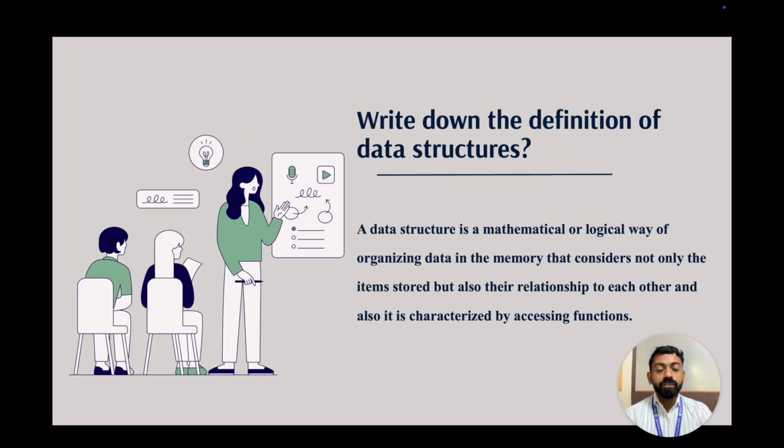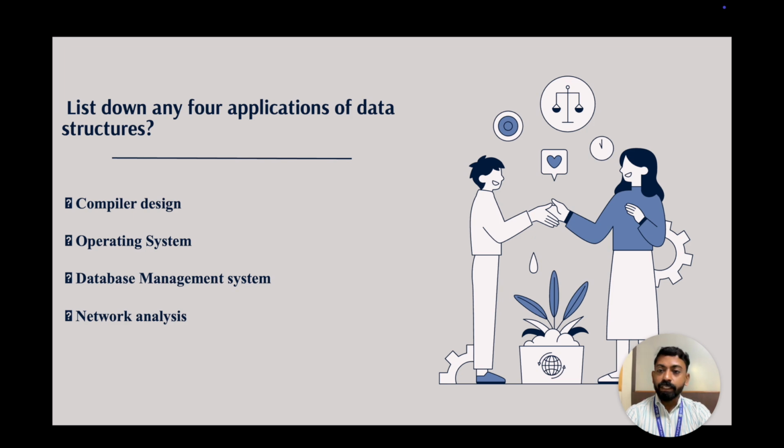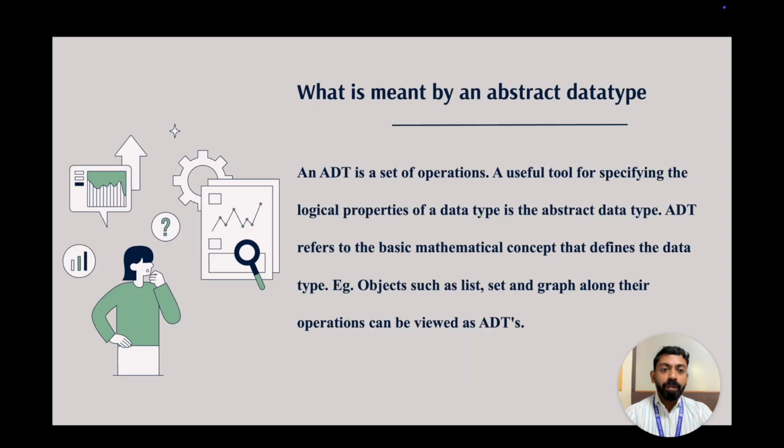Write down the definition of data structure. A data structure is a mathematical way of organizing data in memory, which considers not only the items stored but also their relationship with each other, and it is also categorized by its accessing functions. Applications of data structures: there are many, like compiler design, operating systems, database management systems, and network analysis. What do you mean by abstract data type?